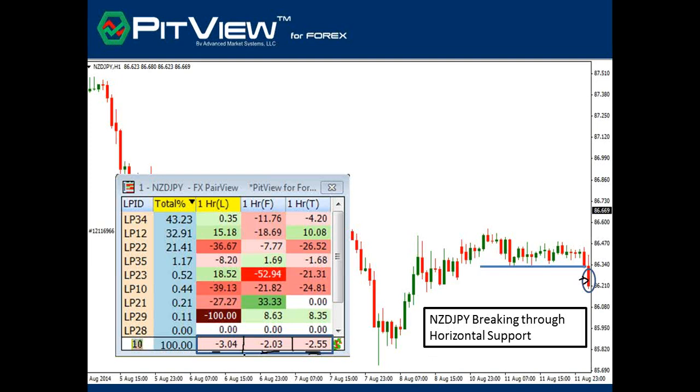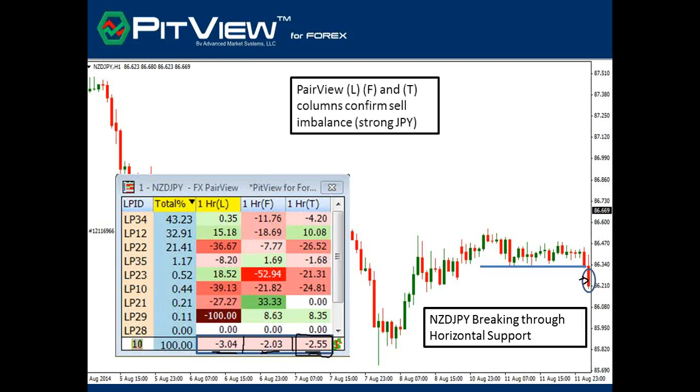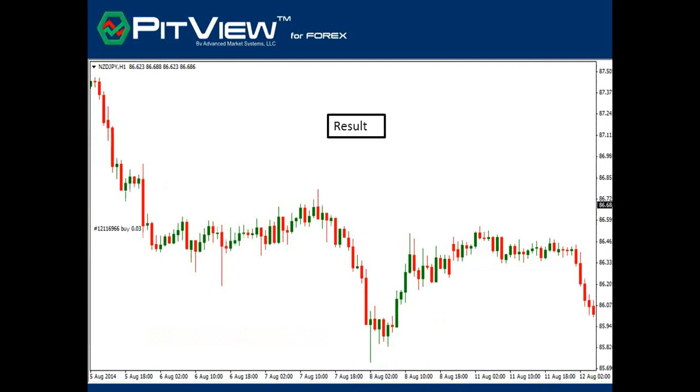It's still confirming on the pair view. I will generally look at this total section down in here. It's confirming that sell signal by showing, yes, the overall sell imbalance still favors selling New Zealand yen. So that's the action. So we're still looking at a strong yen. So our action here should be quite obvious.